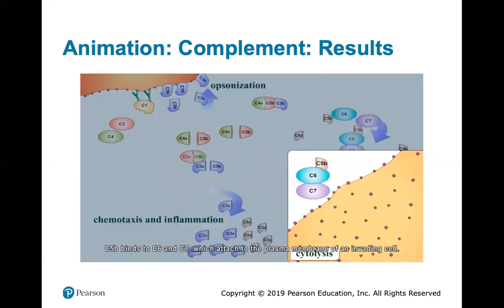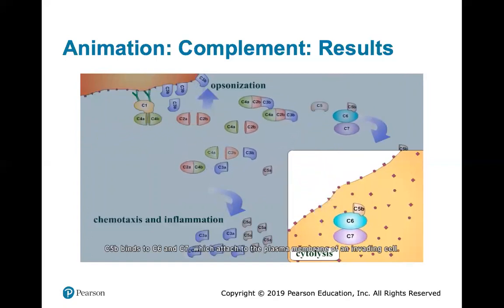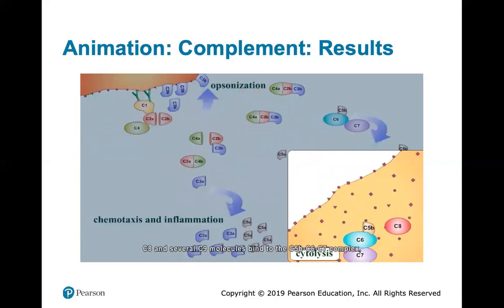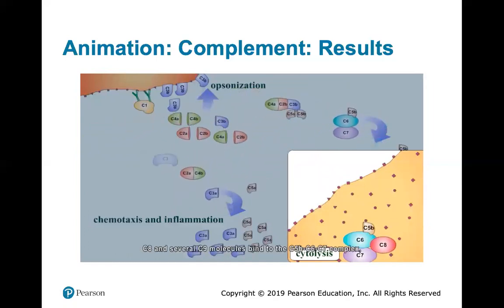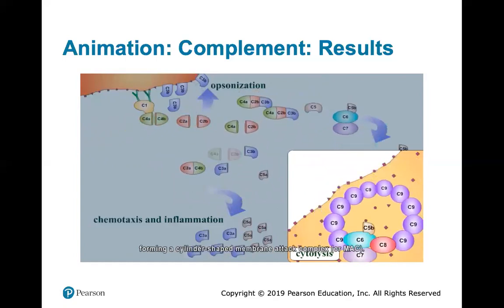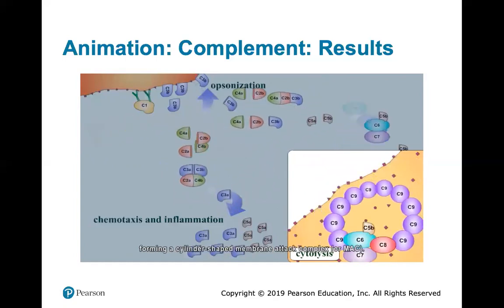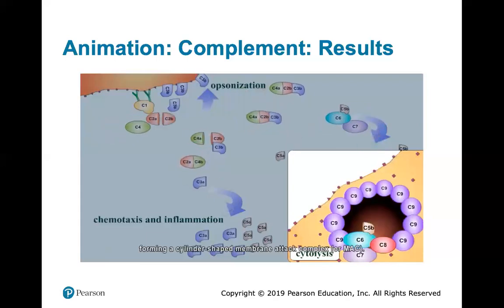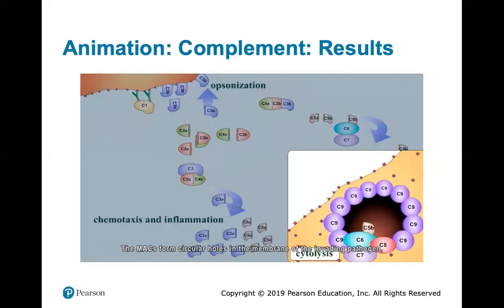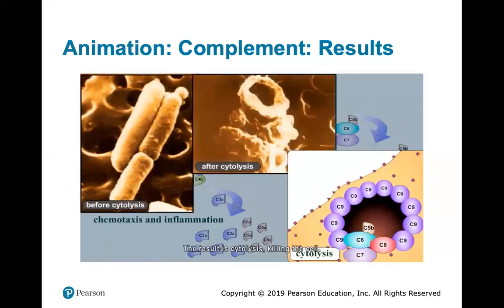C5b binds to C6 and C7, which attach to the plasma membrane of the invading cell. C8 and several C9 molecules bind to the C5b, C6, C7 complex, forming a cylinder shaped membrane attack complex, or MAC. The MACs form circular holes in the membrane of the invading pathogen, causing water to enter the cell and ions to leave. This results in cytolysis, killing the cell.